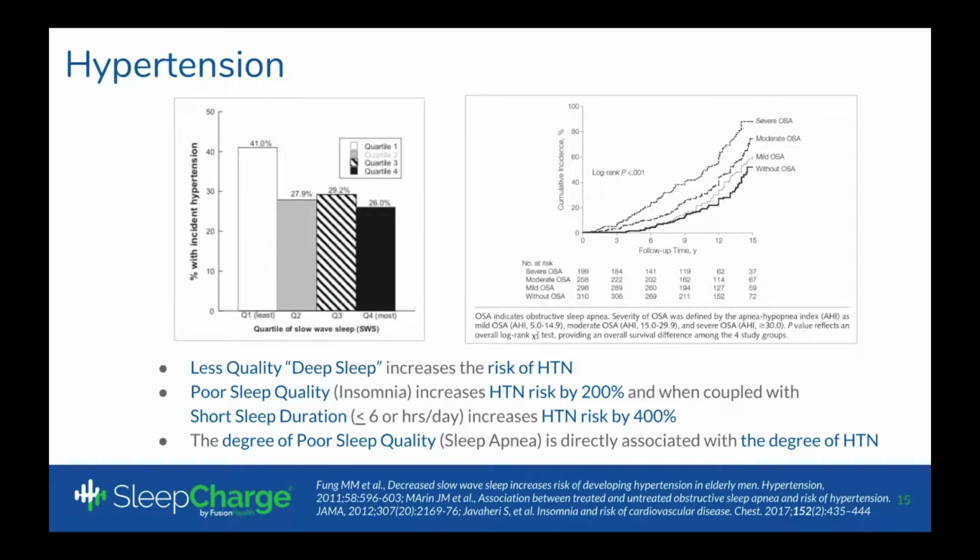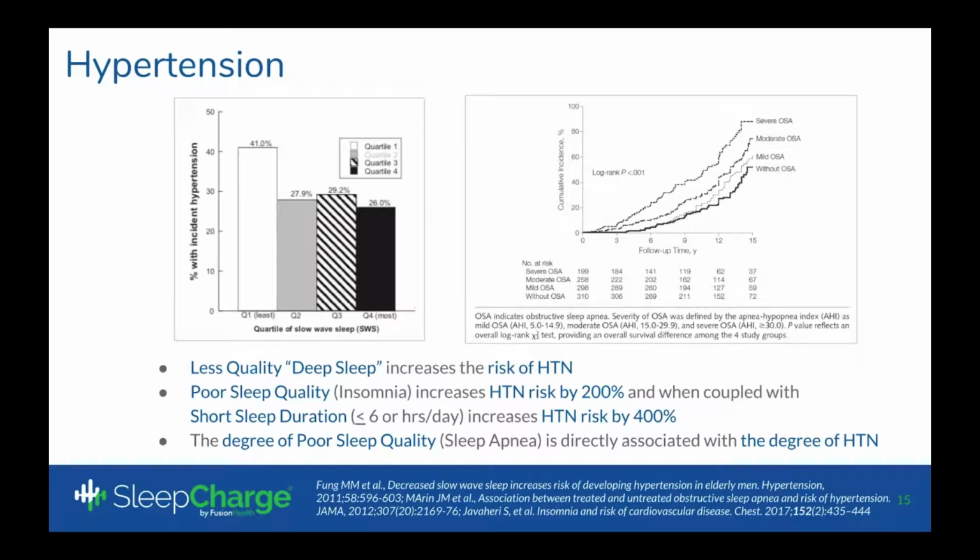What's also interesting is that we know that people who have poor sleep quality due to sleep problems like insomnia, so interrupting again that deep sleep, actually increases their risk of hypertension again by about 2 times or 200%. But when you couple that poor sleep quality due to insomnia with a reduction in sleep duration below 6 hours a day, that increases your hypertension risk by 400%. So a 4-fold increase in your risk for hypertension. So we're seeing a direct linear association here with the quality of your sleep, but also the duration of that quality increasing the risk for hypertension.